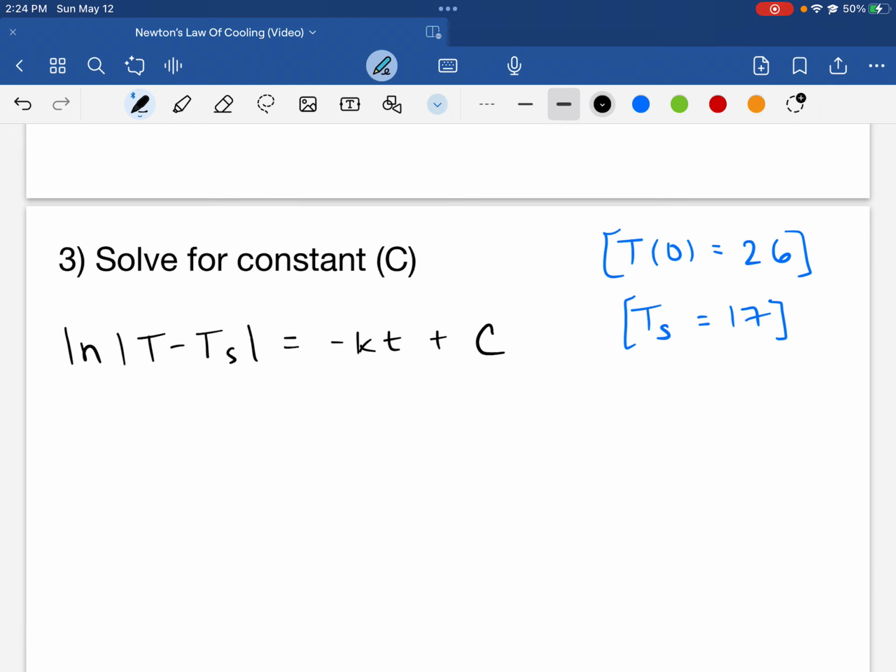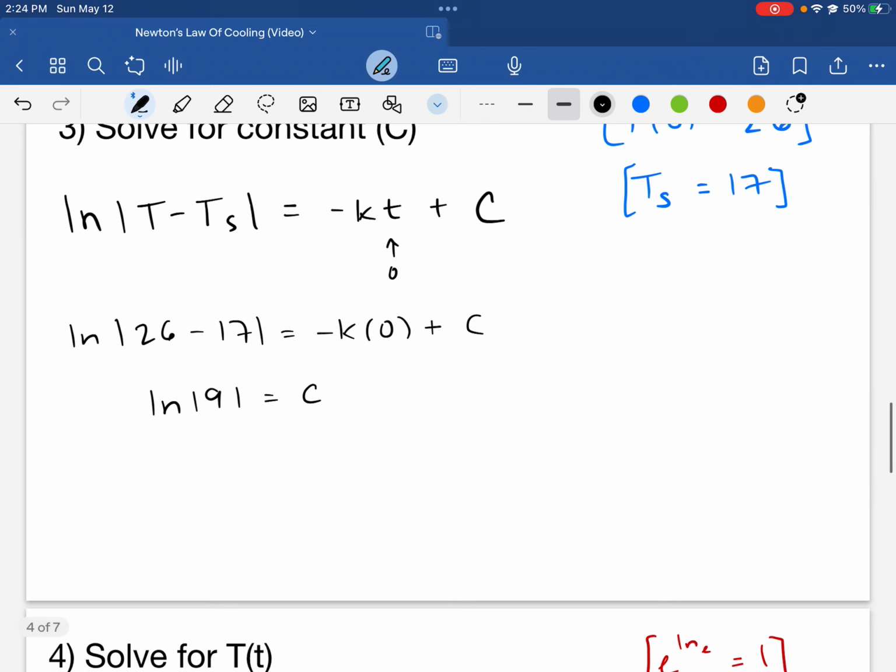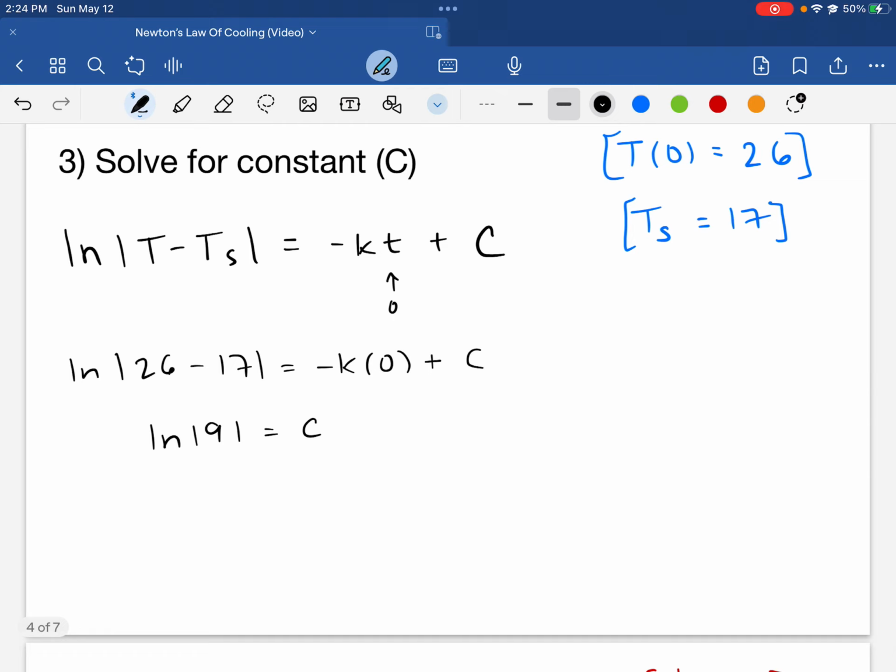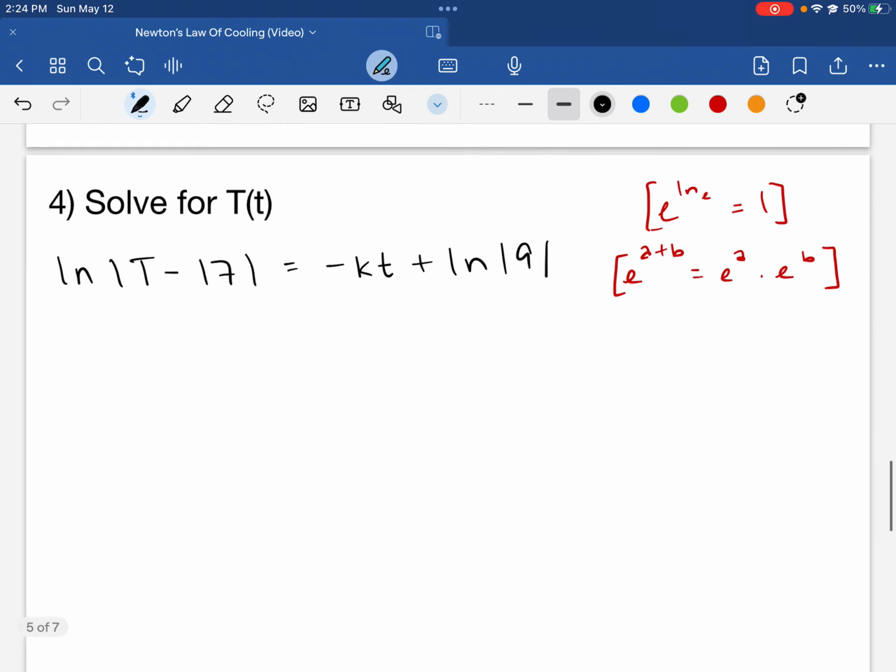So what we can do is use our initial temp, since time t will end up equaling 0 and canceling out the k here. So natural log of 26 minus 17 equals negative k times 0 plus c. So 26 minus 17 is 9. So our constant is equal to natural log of 9. So we'll plug that back into our equation here for our next step.